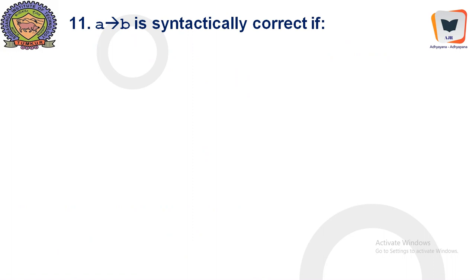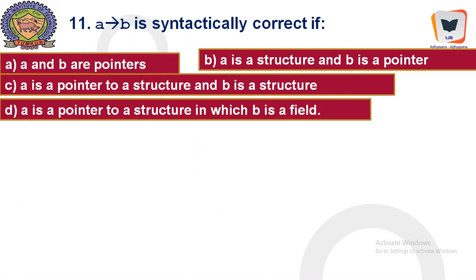And the 11th question is a arrow operator b is syntactically correct. A and b are not pointers. This comes in the context of structures. A should be a pointer to a structure and b should be the field.